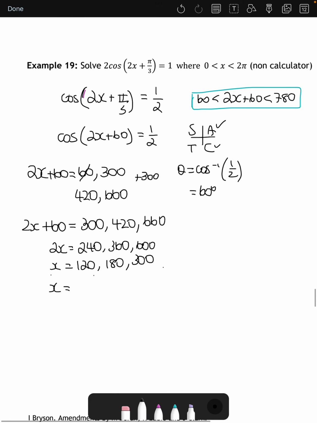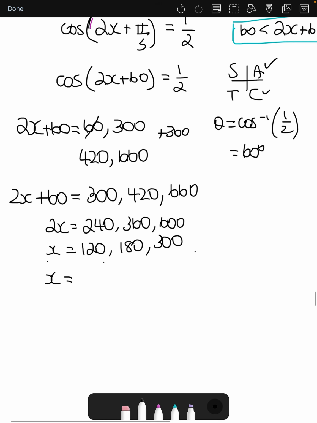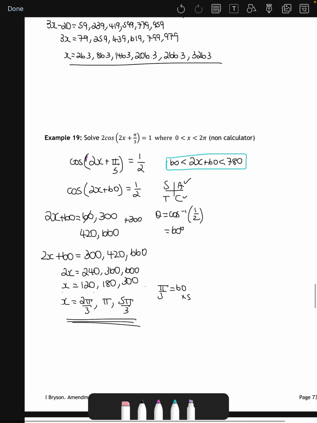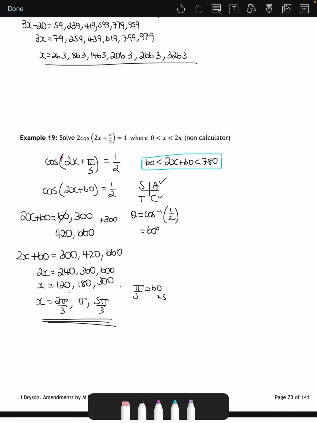That's what I was doing there. Right, so we need to make 120. So how do we make 120? Well, pi over 3 we know is 60, okay? So that must be 2 pi over 3, because it's double it. Pi we know is obviously 180. And 300 is going to be 5 lots of that. So 5 pi over 3. So yeah, don't forget to change it back to radians. Always look at your question. It's much, much easier to work in degrees, as you can imagine, instead of doing a lot of fraction work.